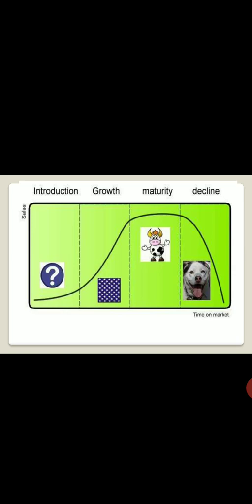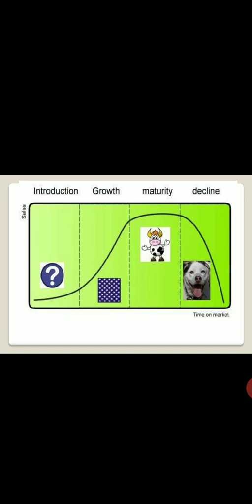If we put this BCG matrix into the product life cycle, your x-axis talks about the time taken by the 4 categories to survive in the market or to move from one stage to the other. The y-axis talks about the sales generated by the different categories at different stages of the life cycle. So here it goes.